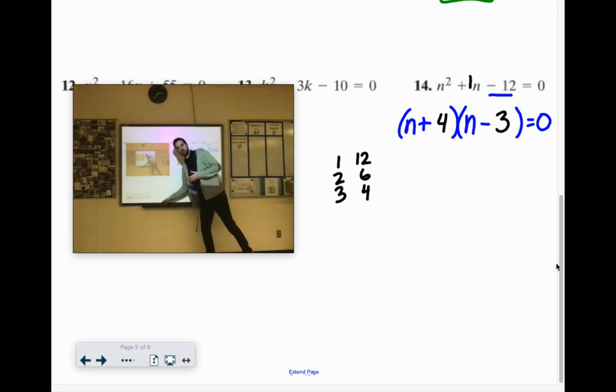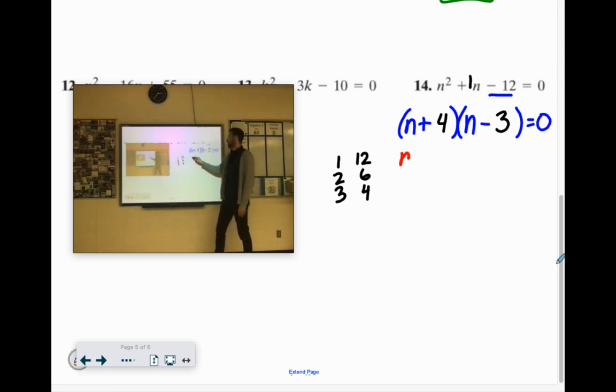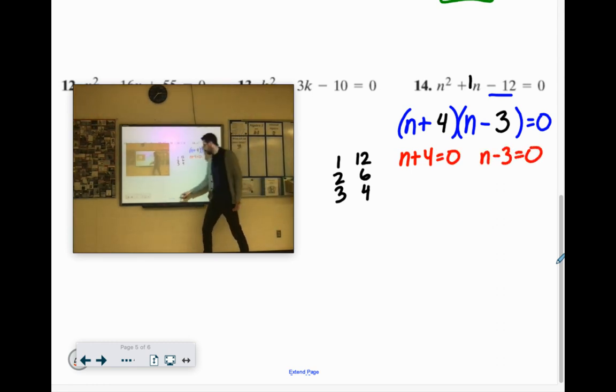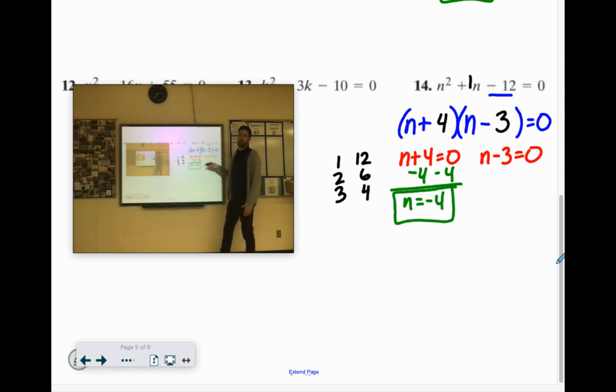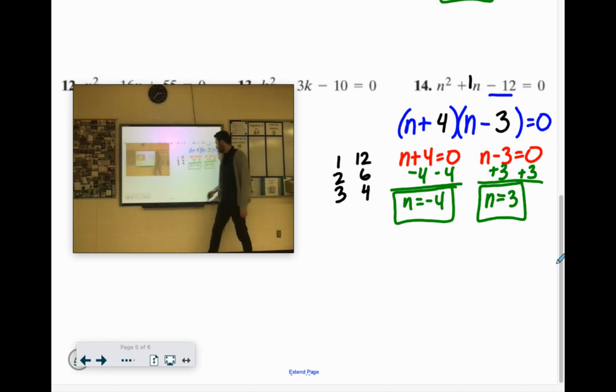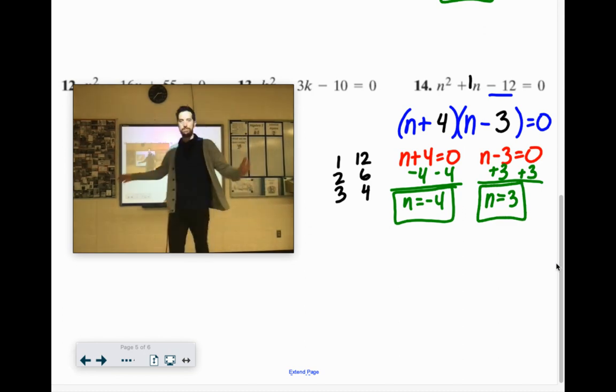Now we can set up the 2 equations. N plus 4 equals 0, and n minus 3 equals 0. When you solve n plus 4, you subtract 4. N equals -4. How do you solve n minus 3? You add your 3. N equals 3. Nice. That was fun. Well done.